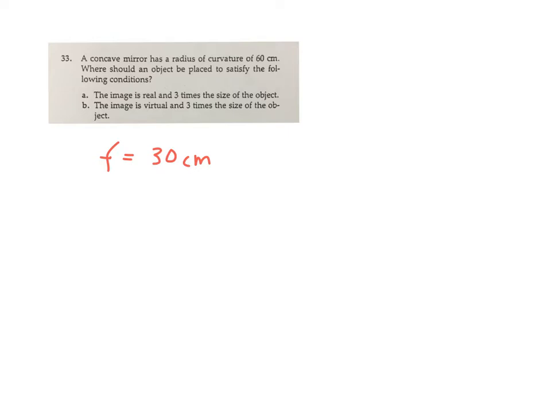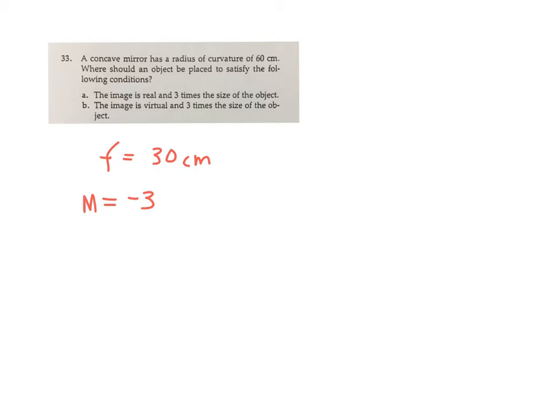All right, and we want the image to be real, so we know, once again, from doing previous problems that when the image is real, we have a negative magnification because the negative refers to a flipped image. So we know that in this case, M is negative 3. 3 times the size and flipped, it's real, so negative 3.